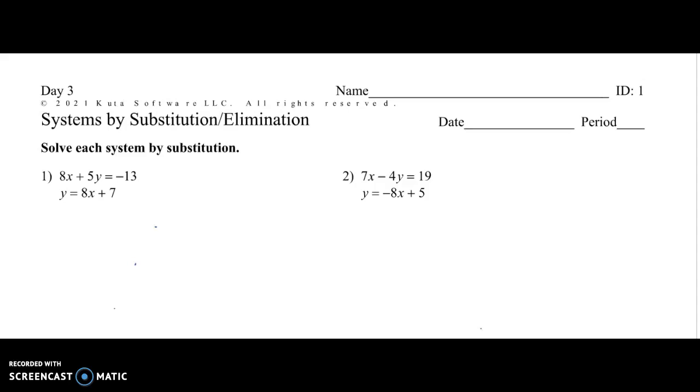All right, moving on to week 1, day 3 lesson videos. In this lesson, we are going to talk about solving systems again, but this time we are going to talk about the substitution method and the elimination method. So this first lesson video is going to be focusing on the substitution method.